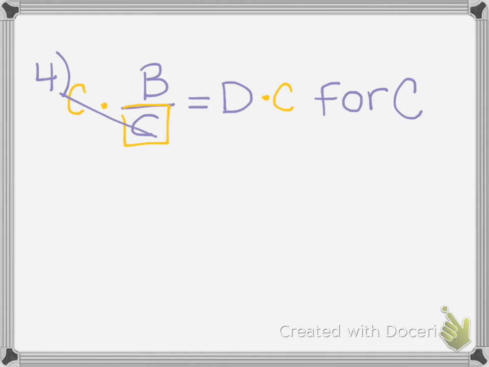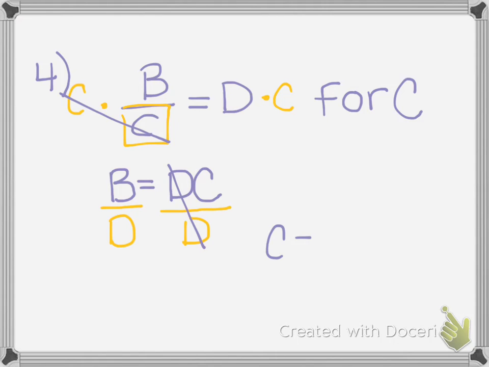Now on the left-hand side, the C's cancel, but C didn't go away, because now it's over here times D. Since D and C are being multiplied by one another, now we're going to divide both sides by D, because I need C by itself. So my final answer is C equal to B over D.